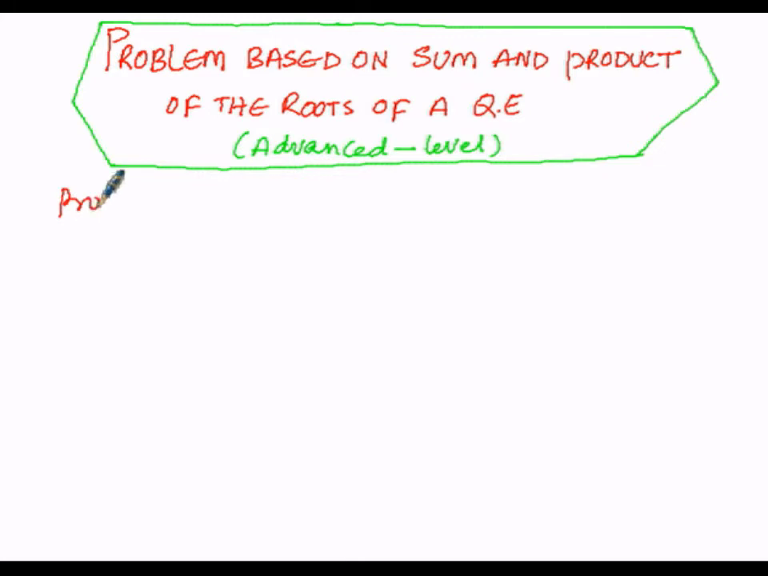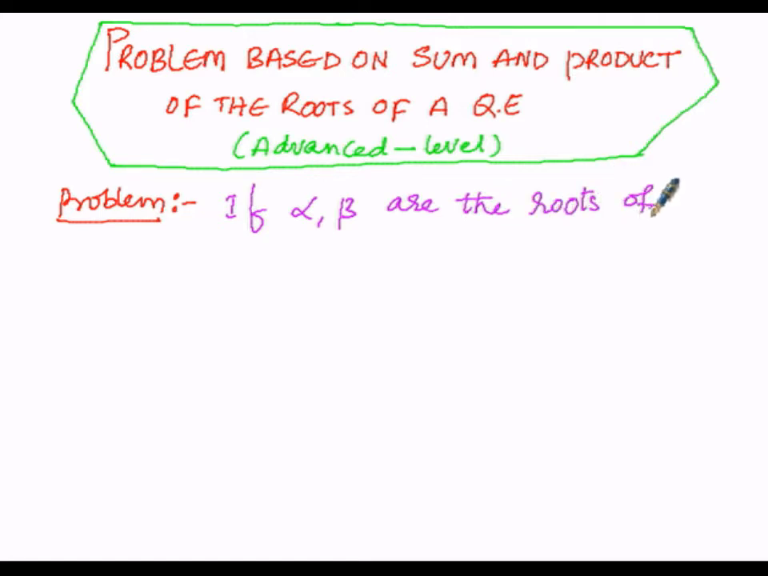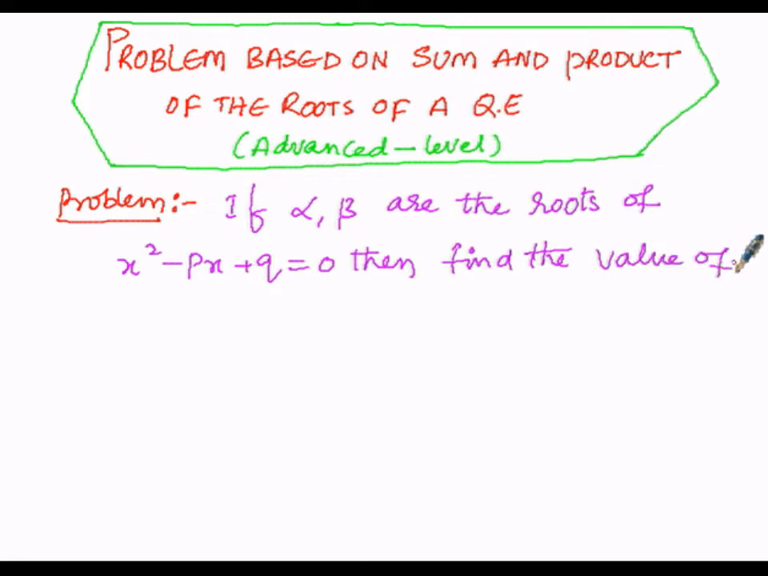So here the problem is: if alpha and beta are the roots of the given quadratic equation x square minus px plus q equals 0, then we have to find the value of alpha square divided by beta plus beta square divided by alpha.